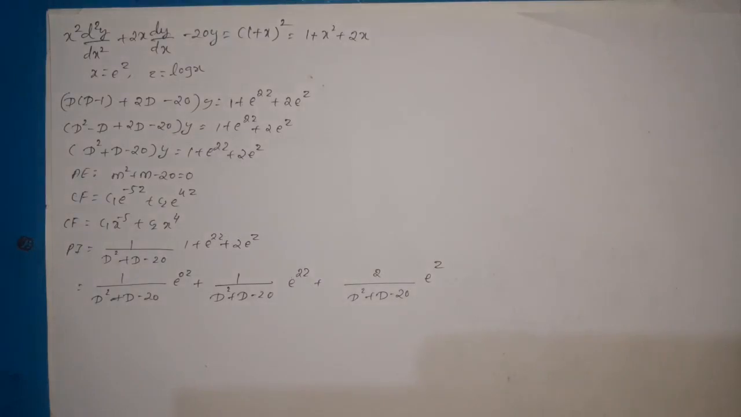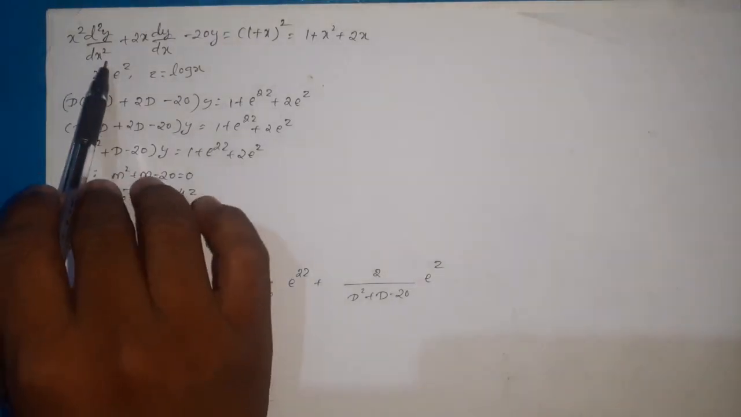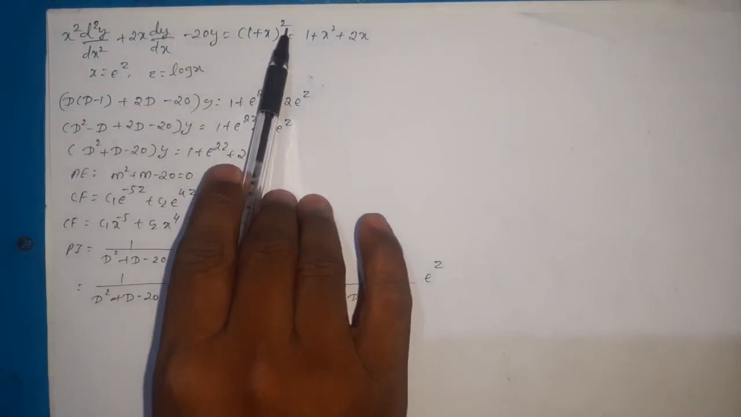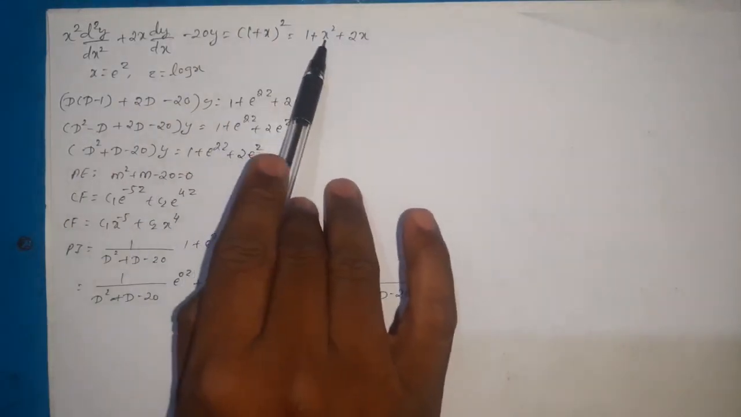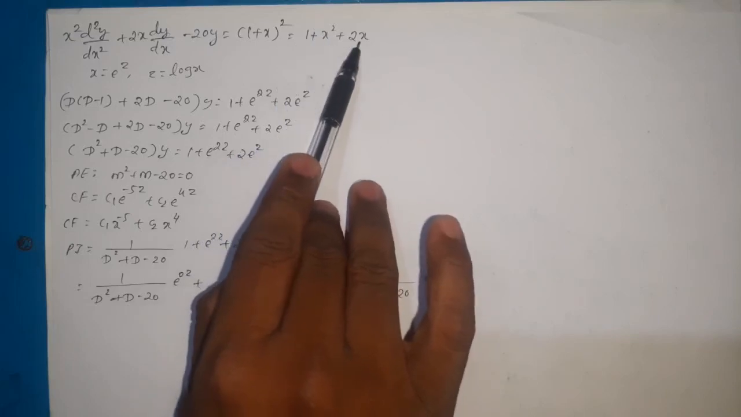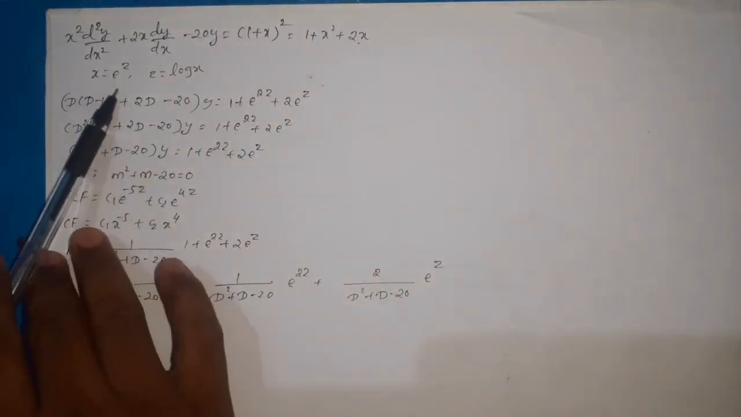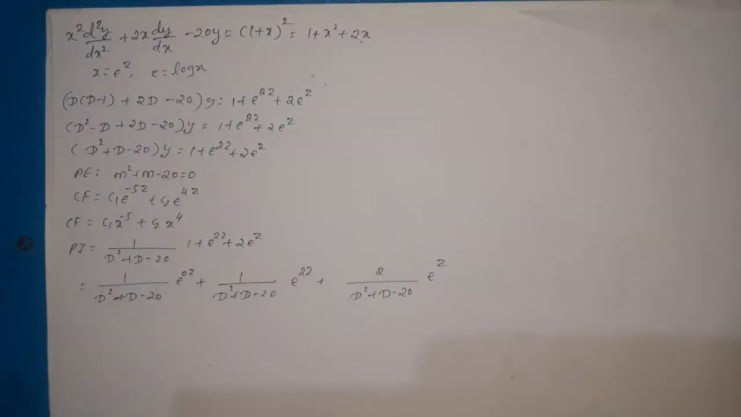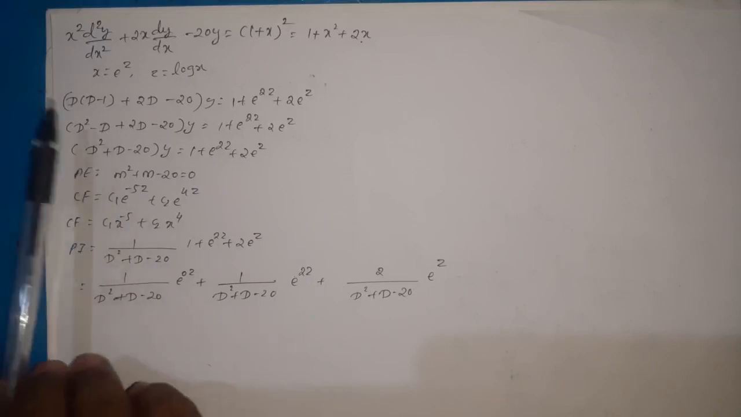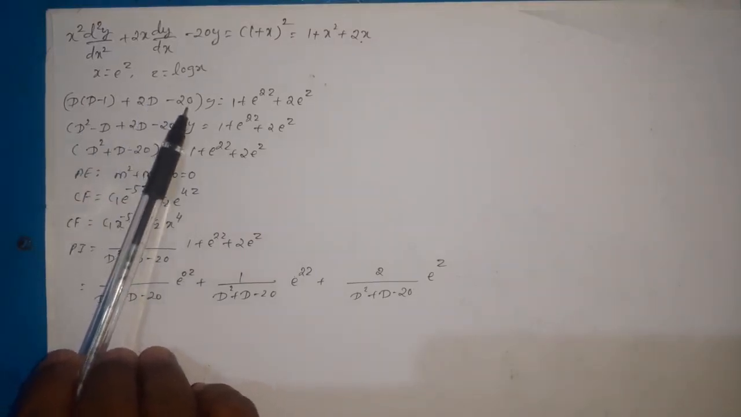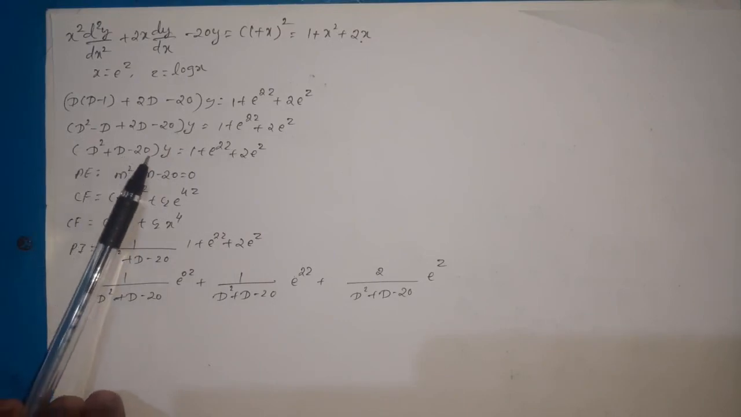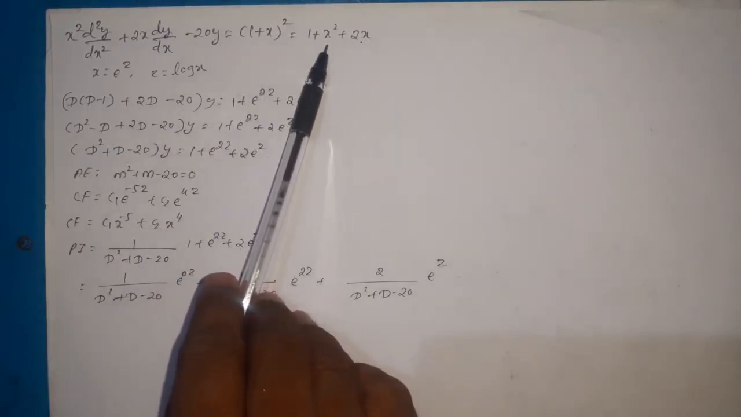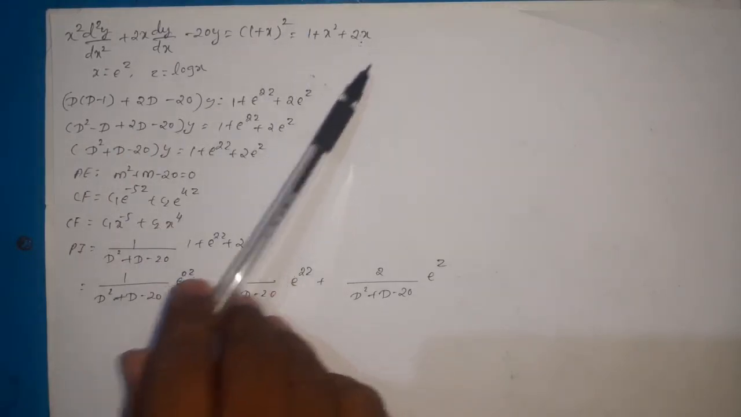Next example, x square d square y by dx square plus 2x dy by dx minus 20y is equal to 1 plus x whole square, and this can be written as 1 plus x square plus 2x, that is a square plus b square plus 2ab form, and x equal to e power z, z equal to log x, the remaining substitutions will be same. And now simplify the LHS by substituting D into D minus 1 plus 2D minus 20. Now we got that as D square plus D minus 20 into y is equal to, here 1 is 1 and x square is e power 2z, 2x, that is 2 e power z.